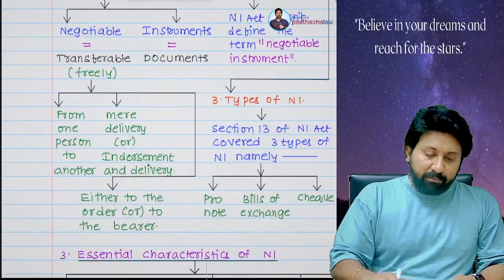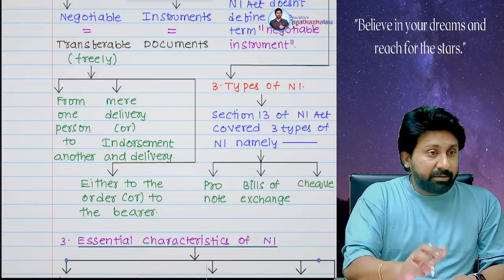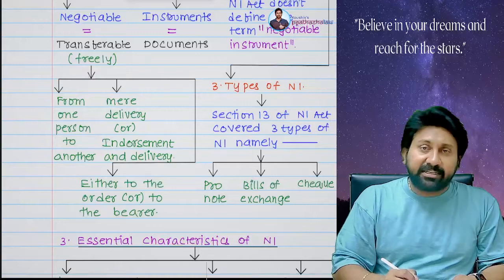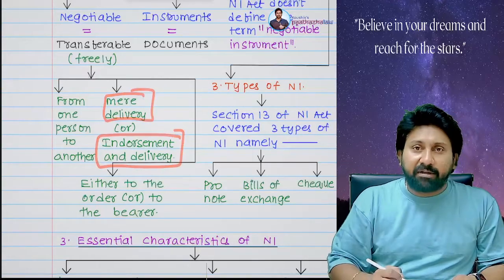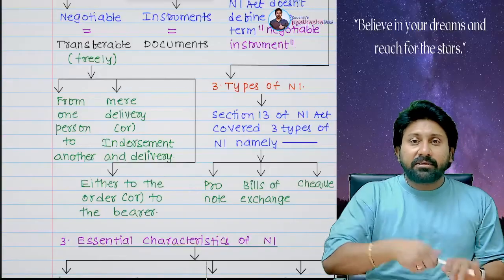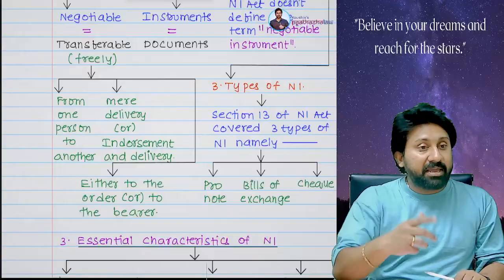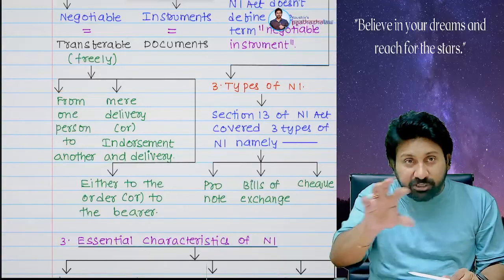How is it transferable? It is transferable in three ways. Number one, from one person to another person, it is transferable either by mere delivery or endorsement and delivery. Mere delivery means just by giving to some other person, he will become the owner. That's called mere delivery. Endorsement and delivery means signing, the whole procedure is required.